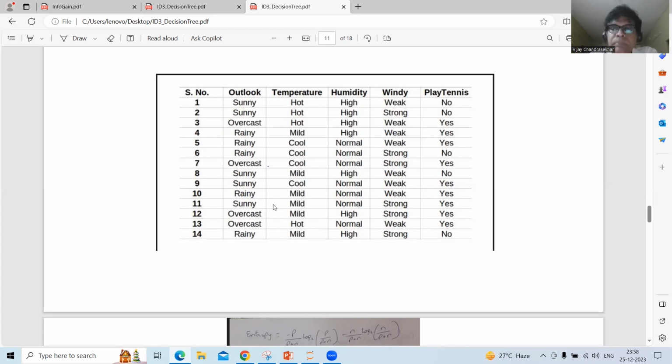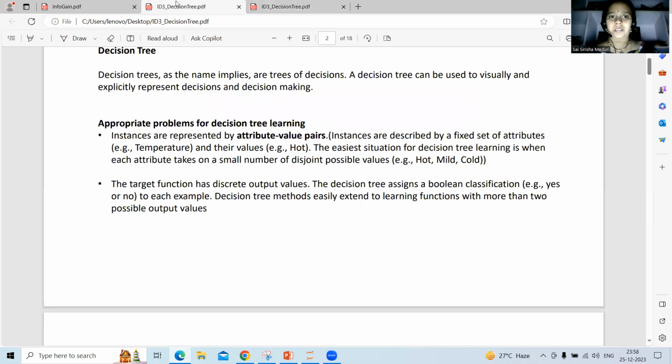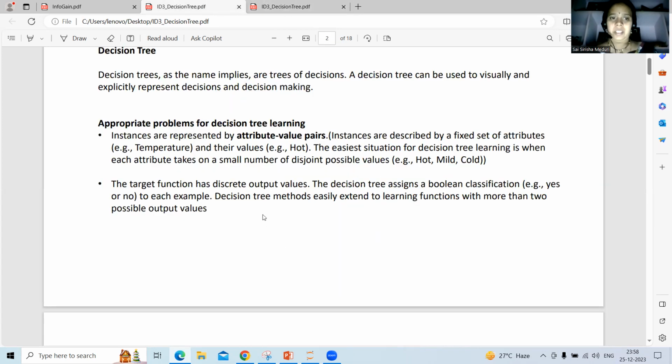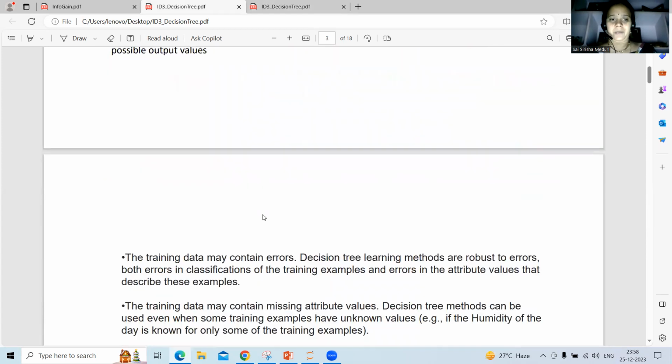Now, if you see, outlook has only 3 different values, it will take any of these 3 only. It's not limited to 3; I'm just explaining this for our understanding. And temperature also has specific values here. So if we have this type of conditions, then we can go with a decision tree learning algorithm. The other one is that the output has discrete values, like yes or no, true or false. In this case also, we can apply a decision tree.